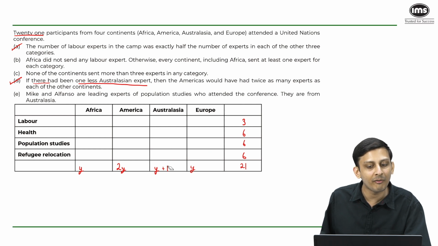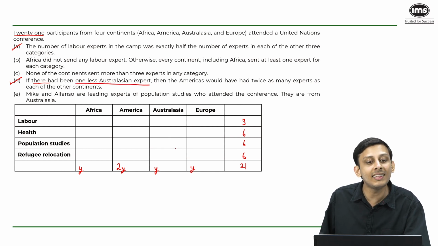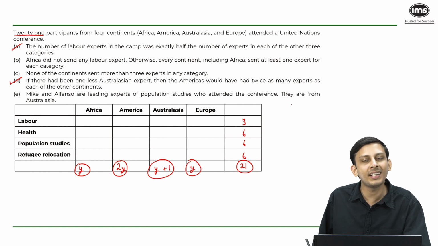When we had y here, that was the situation when America would have had twice as many experts as each of the other continents, and in that situation we were reducing the number of Australasian experts by 1. We were taking one less than the actual number of Australasian experts. Therefore, the actual number of Australasian experts is y plus 1. Now we can solve this to get the value of y. y plus 2y plus y plus 1 plus y is equal to 21, so 5y plus 1 is equal to 21. So 5y will be 20 and y will be equal to 4. So we can start filling in these values.